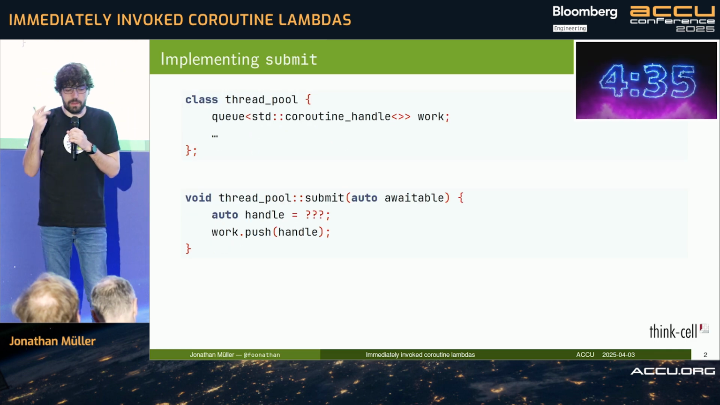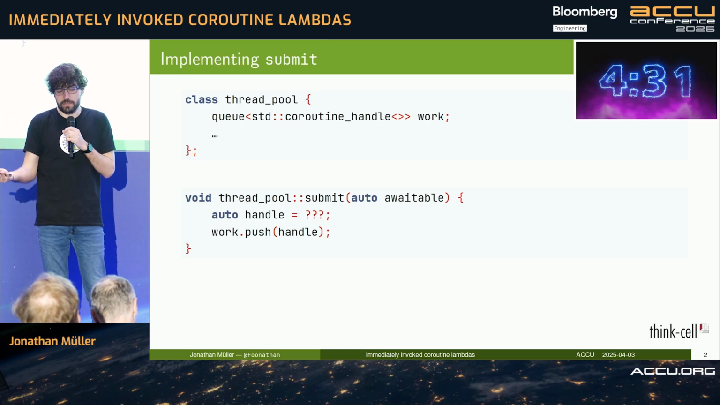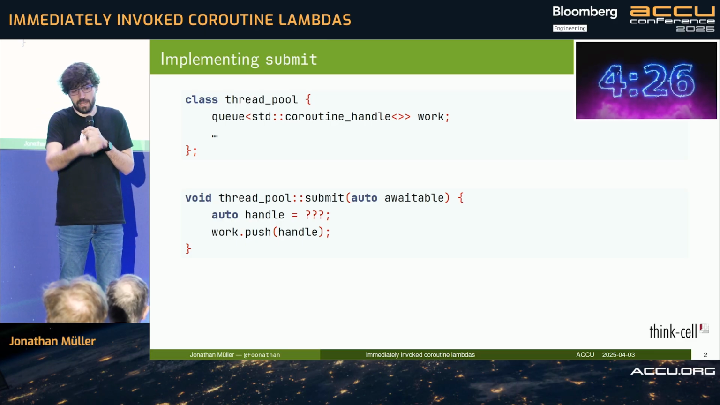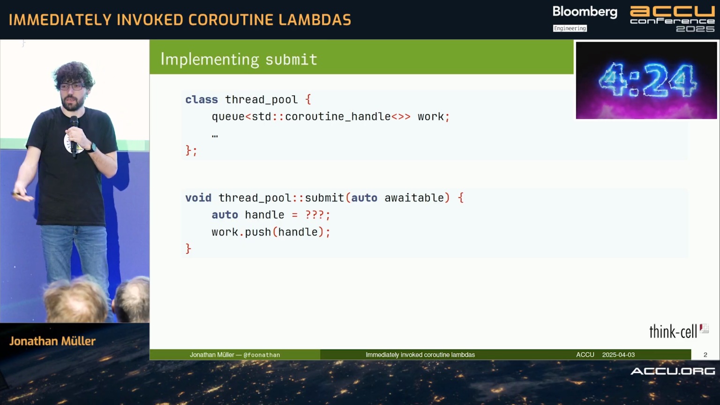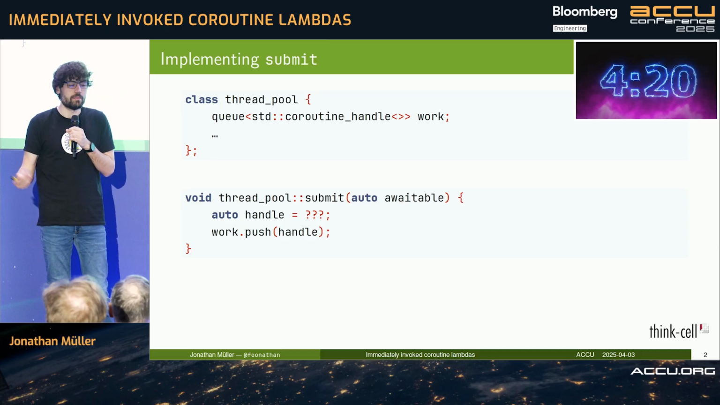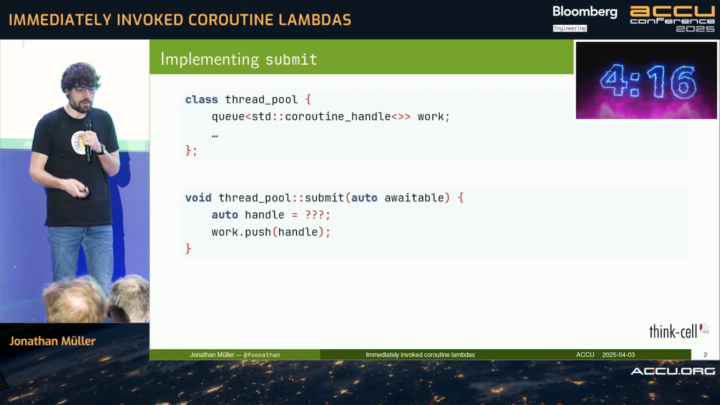So the problem is that we want to make submit generic, so accept an arbitrary awaitable, and then someone needs to get the coroutine handle out of it. That way we can then take the handle and push that onto the queue that's then consumed by the worker threads. But how do we get the handle out of the awaitable? The only thing we can do with an awaitable is await it, and we don't have a coroutine. So how can we await it?